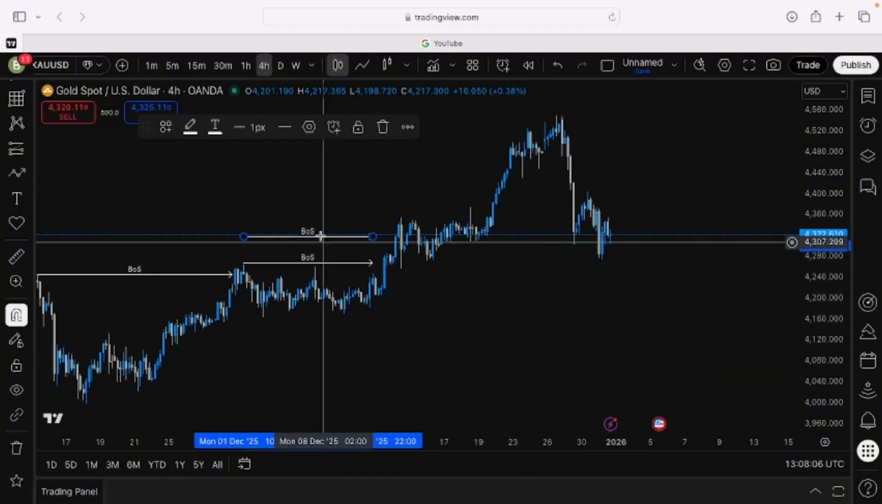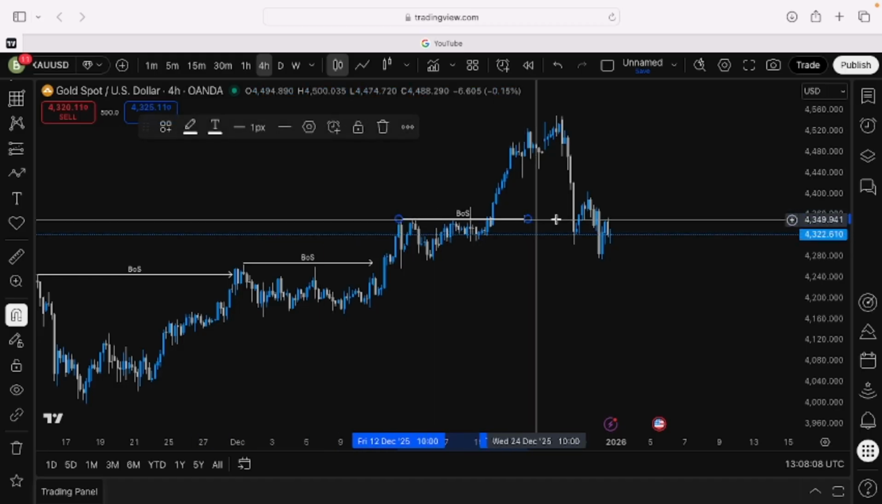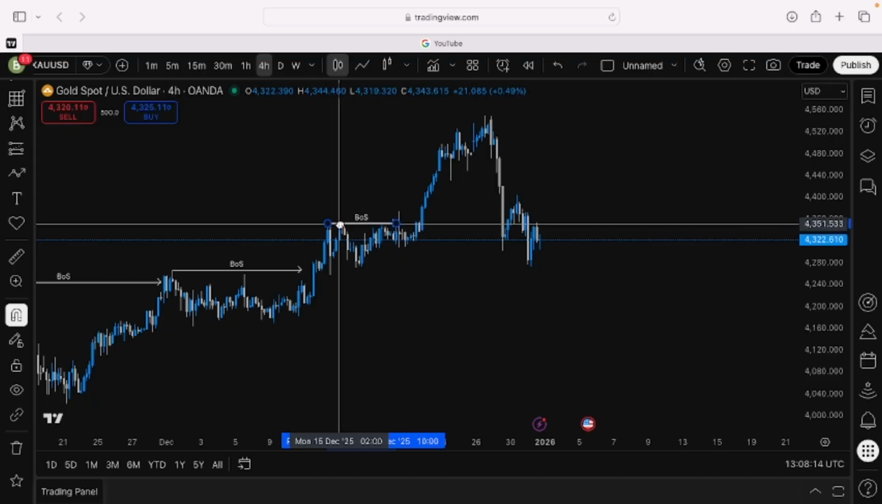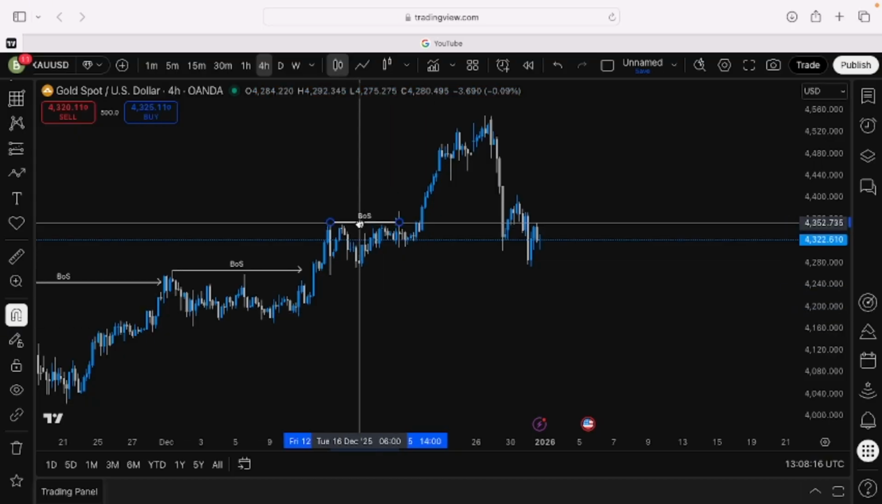So clone this one here. Another break of structure came up around this point here. So now we already know, or have established, the overall trend. We just have to look for our POI.